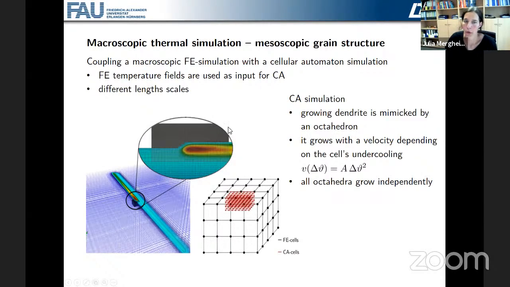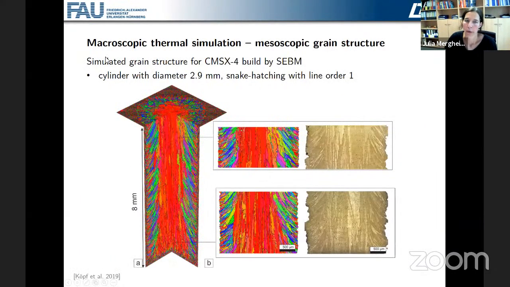I would like to show a simulation result from this coupling. The grain structure of a nickel alloy was simulated, which was built by the selective electron beam melting process. Here a cylinder with a diameter of 2.9 millimeter was simulated. Actually, this grain structure simulation happens at the Institute of Material Science and Engineering for Metals.